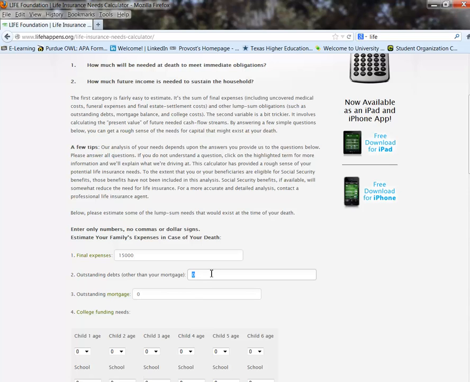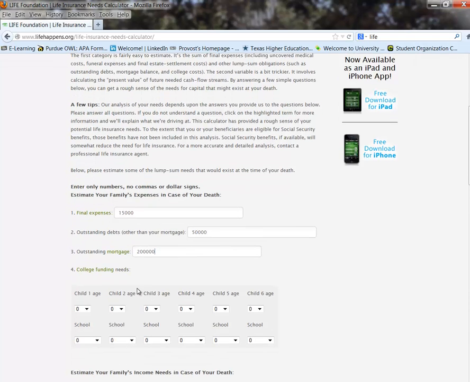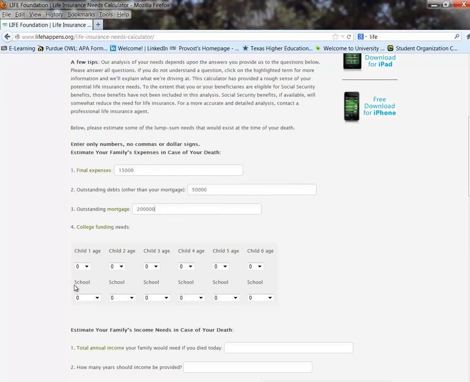So let's say that we have a little bit of credit card debt, and it could also be your auto loan as well. So let's say we have 50,000, and remember not to put commas here. It doesn't like commas for some reason. Outstanding mortgage, let's say we have 200,000. Now this is what's really neat about this: it also looks at your family.